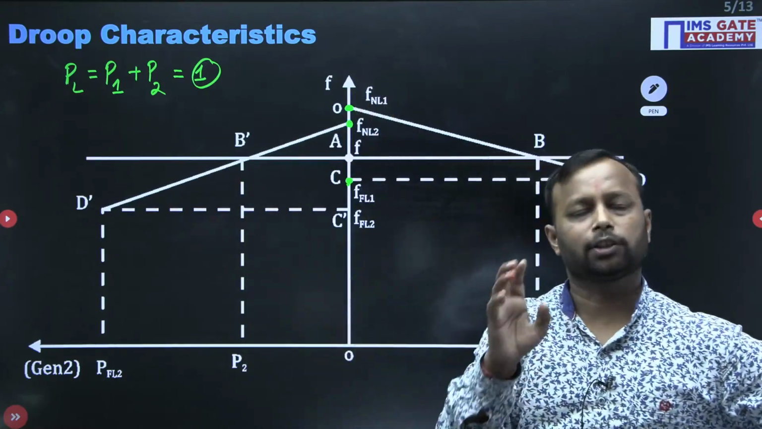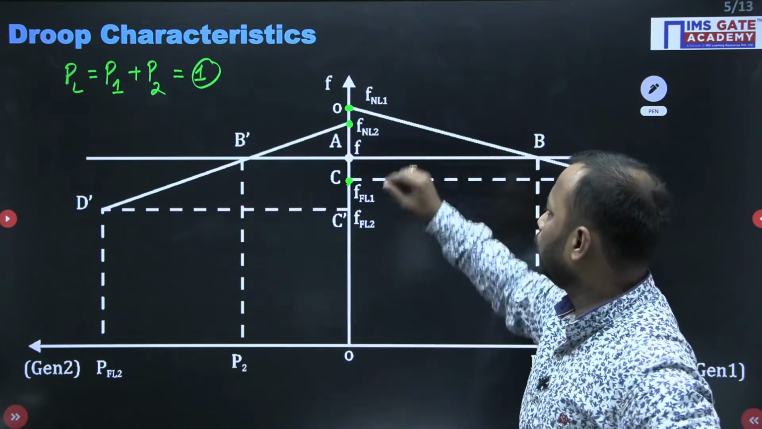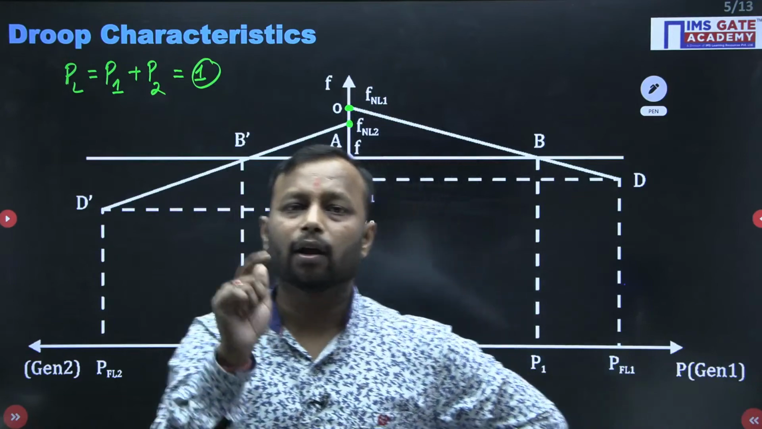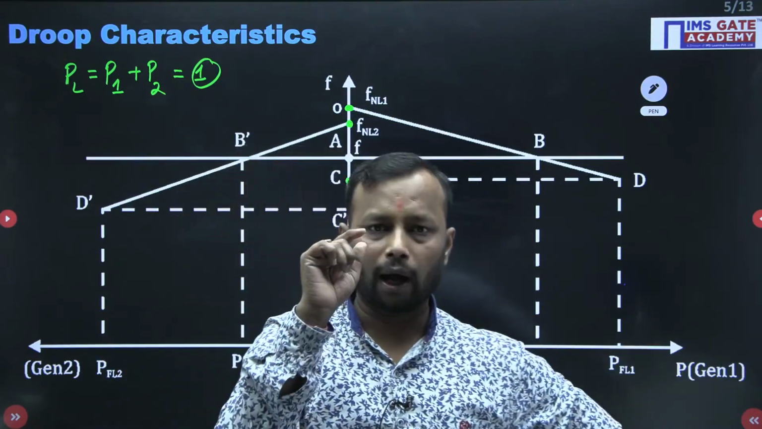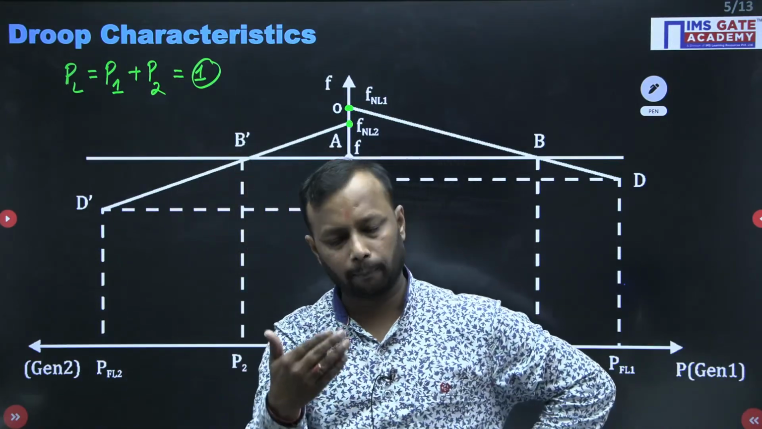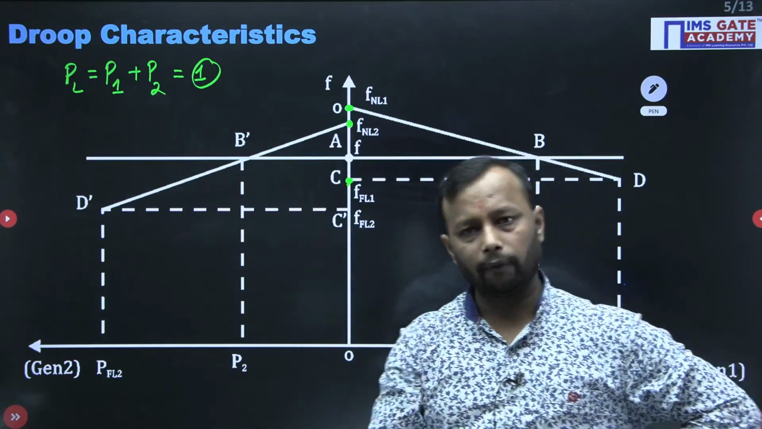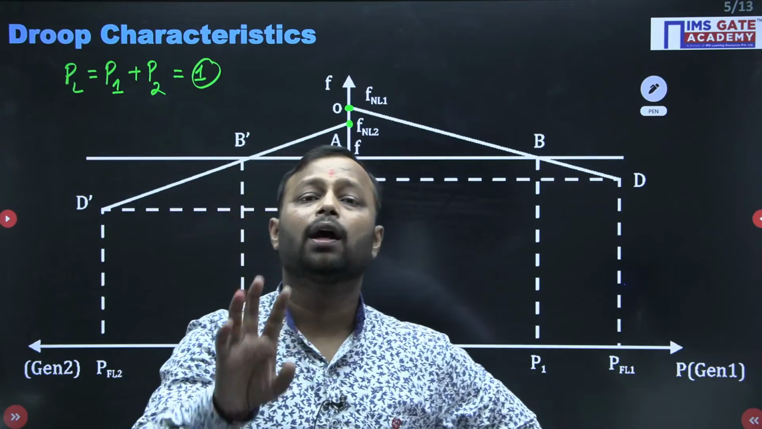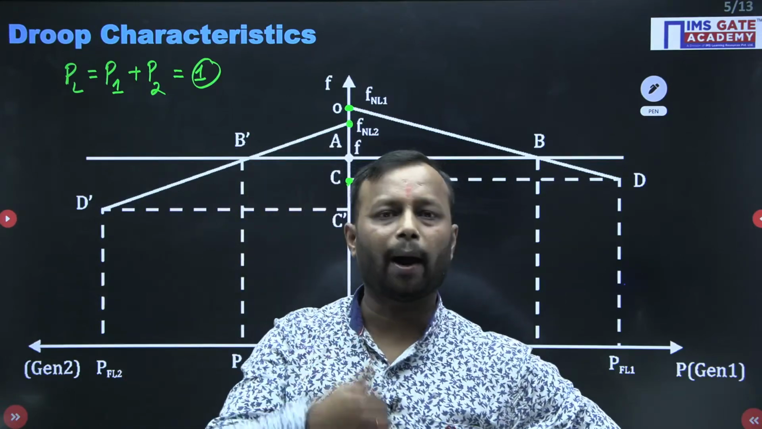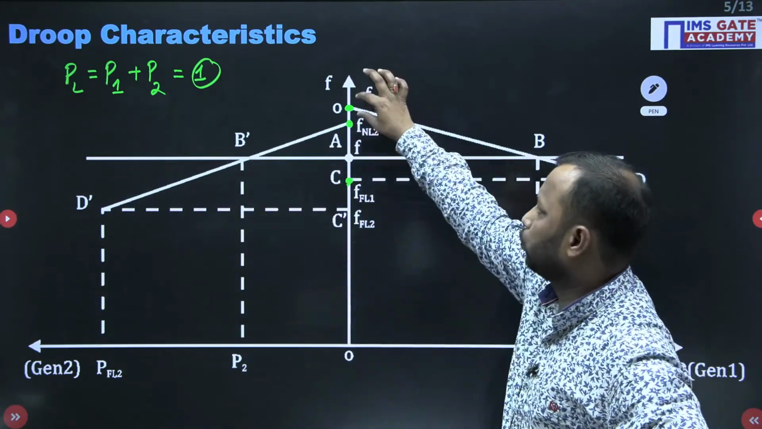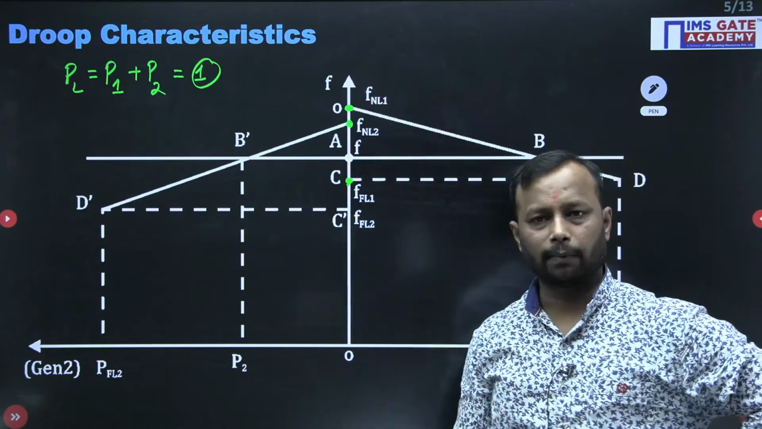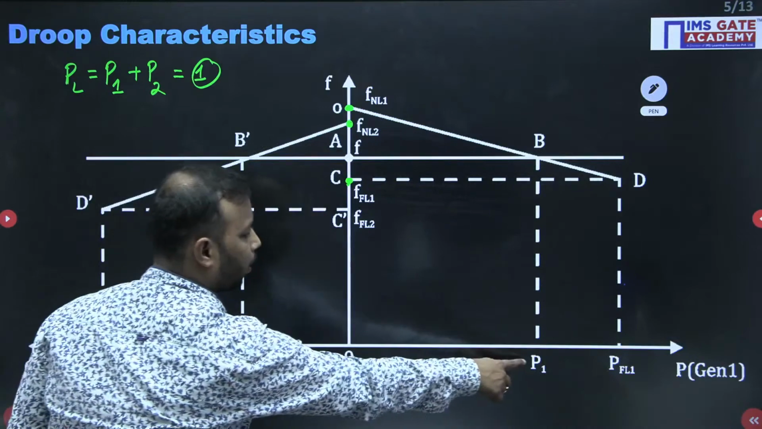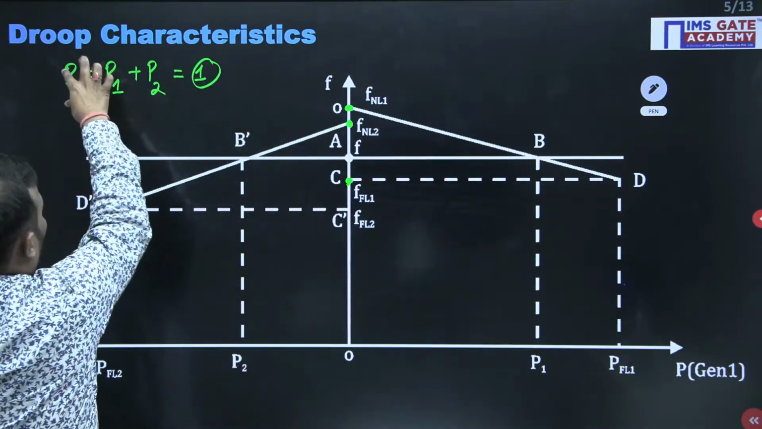If nothing is specified in the question, then we are going to assume the no load frequencies to be equal. तो आपको question में देखना है whether the no load frequencies are given separately for the 2 generators or not. If they have given, then we will have to take them separately. Otherwise, if they have not given, then by default we will have to take these 2 frequencies as equal. समझ में आ गया?